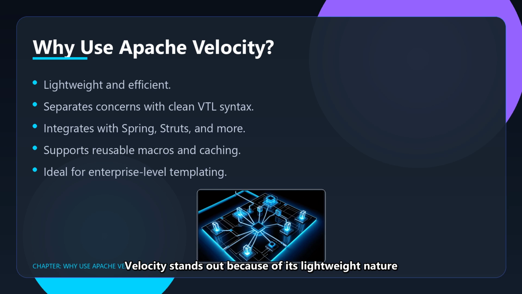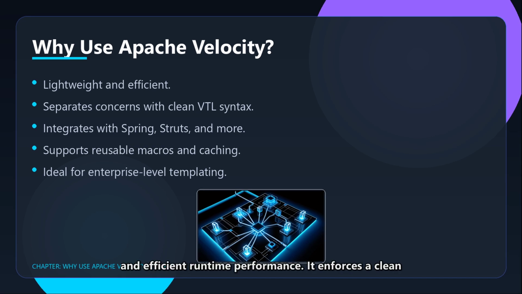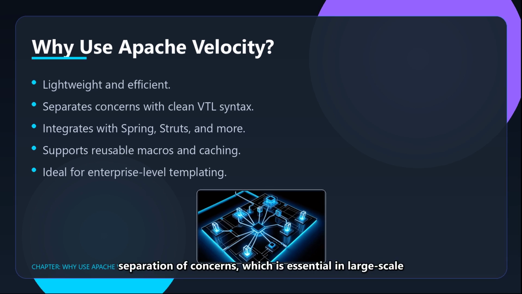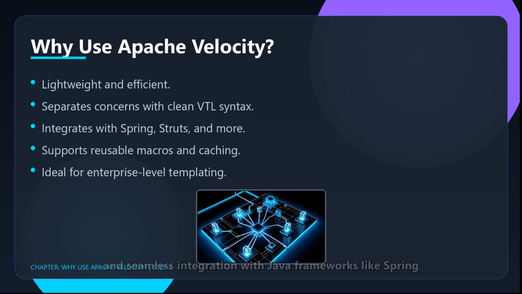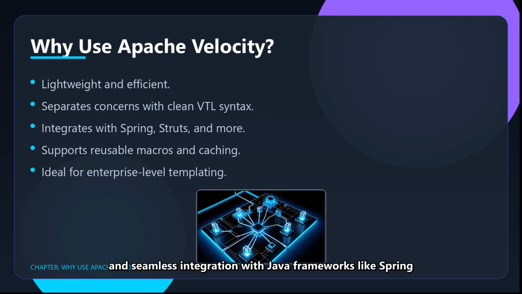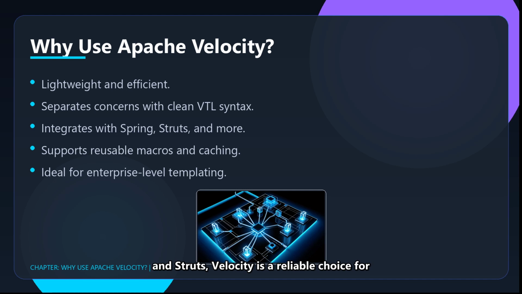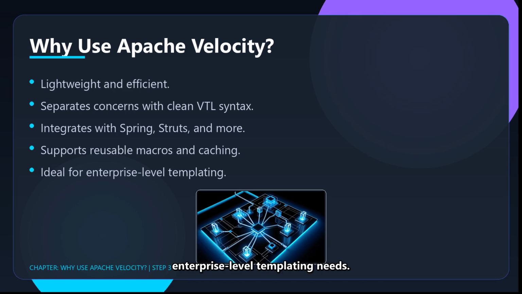Velocity stands out because of its lightweight nature and efficient runtime performance. It enforces a clean separation of concerns, which is essential in large-scale applications. With support for reusable macros, template caching, and seamless integration with Java frameworks like Spring and Struts, Velocity is a reliable choice for enterprise-level templating needs.